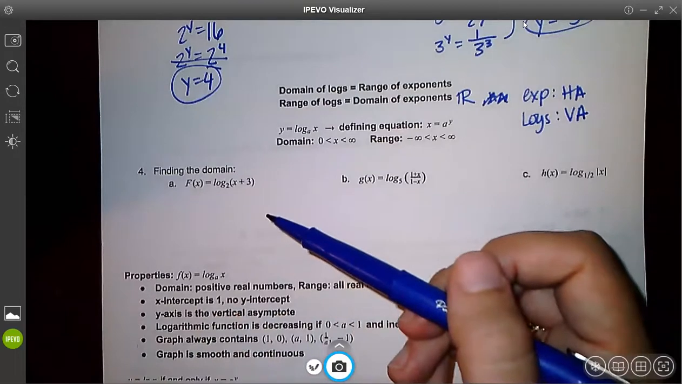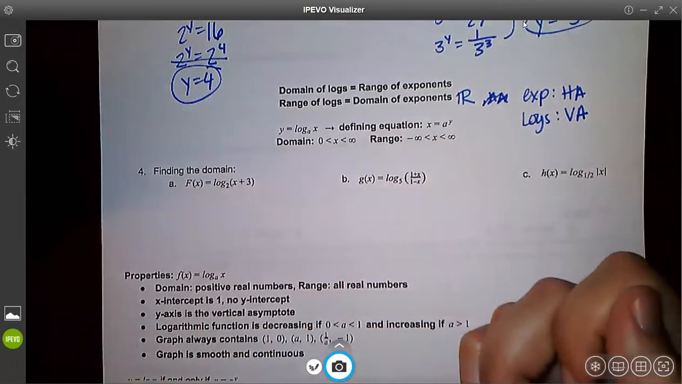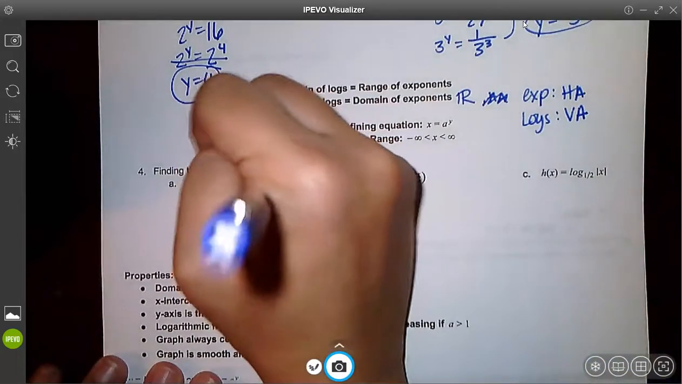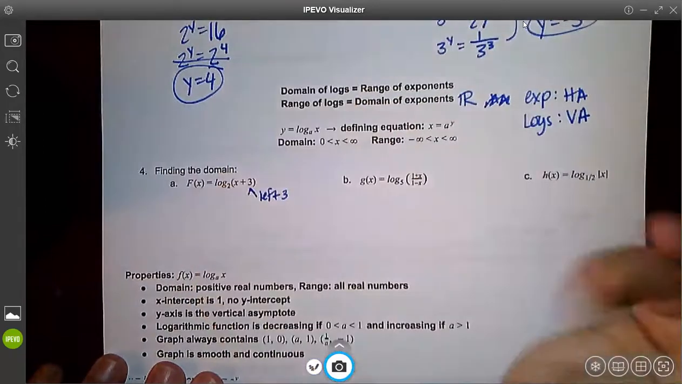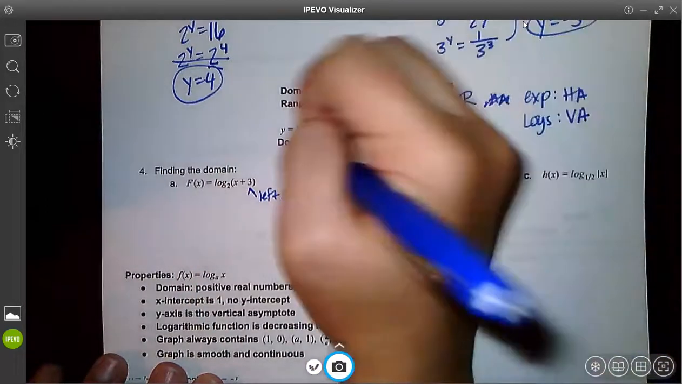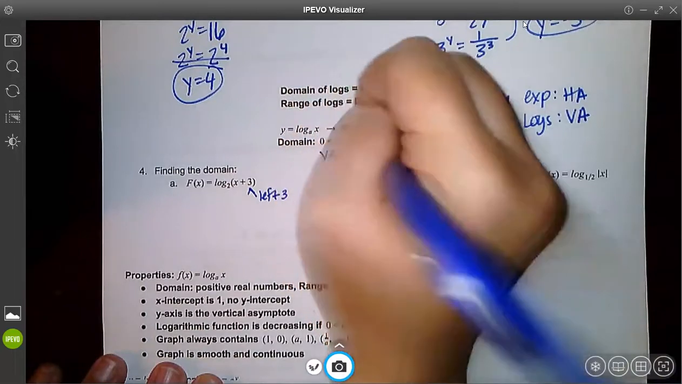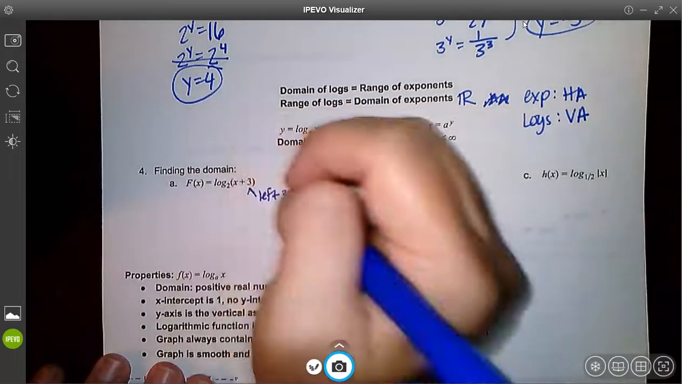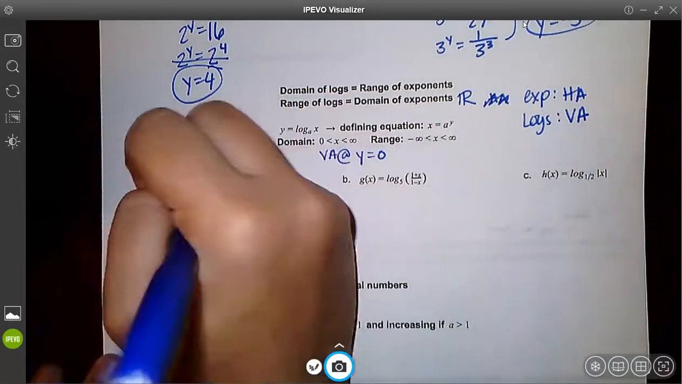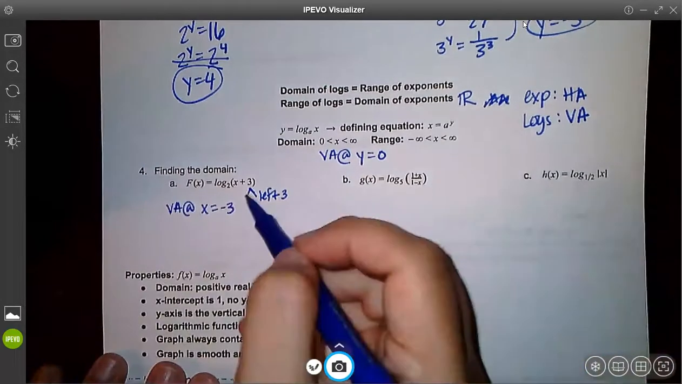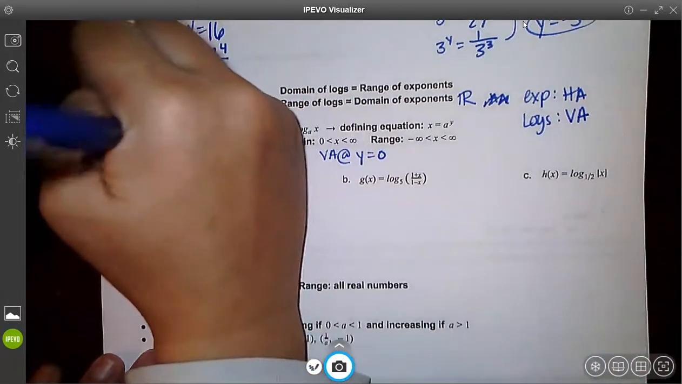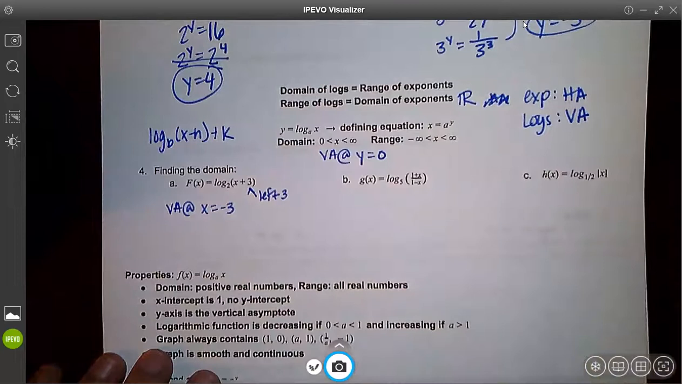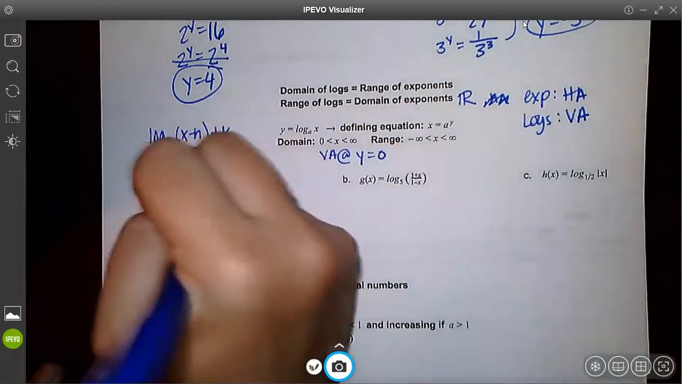Finding the domain. Since we have a vertical asymptote, and this shifts us to the left 3 places, a vertical asymptote would normally happen at x equals 0. So because this is shifted left 3, we are going to have a vertical asymptote at x equals negative 3. Remember, flip the sign of h. We had log base b of x minus h plus k. So our domain here is going to be from negative 3 to infinity.